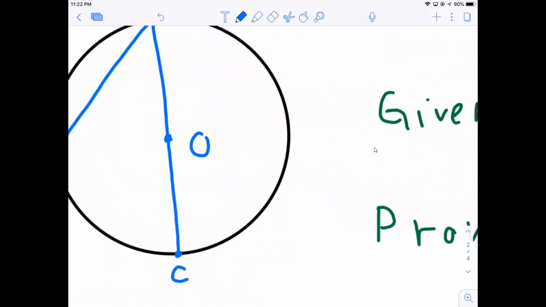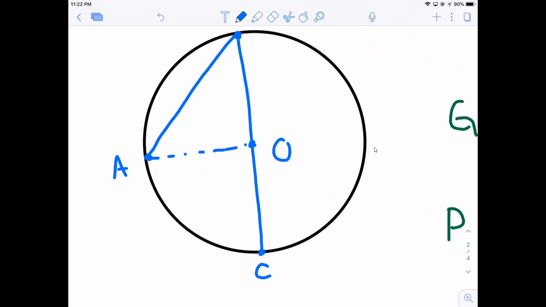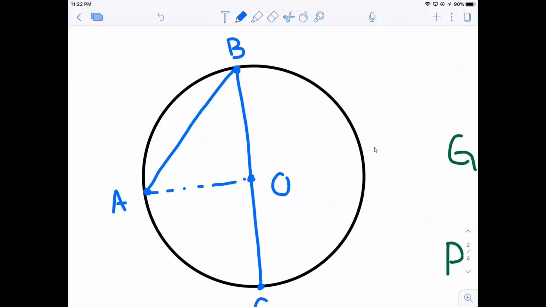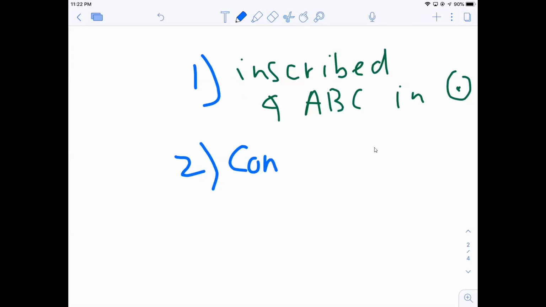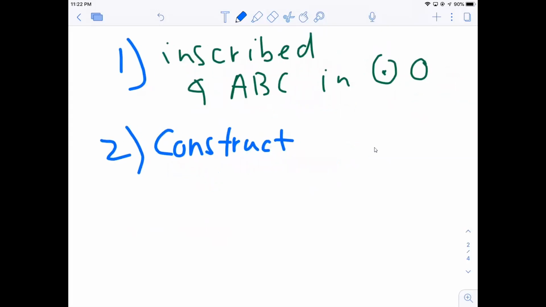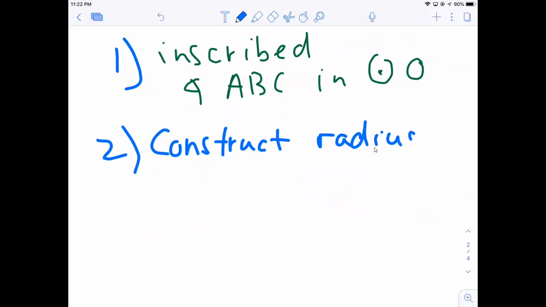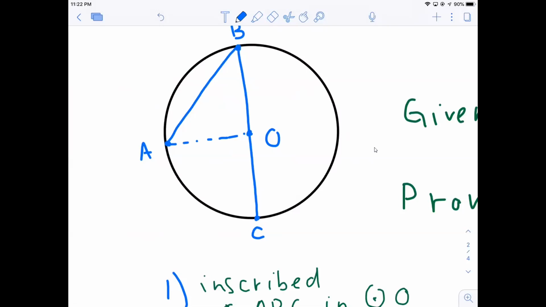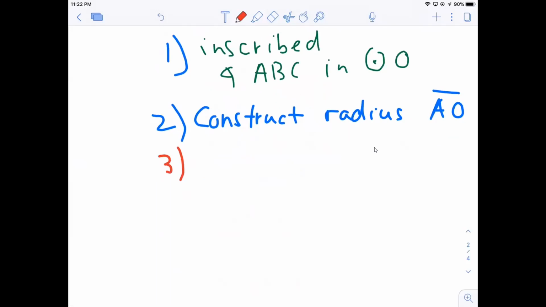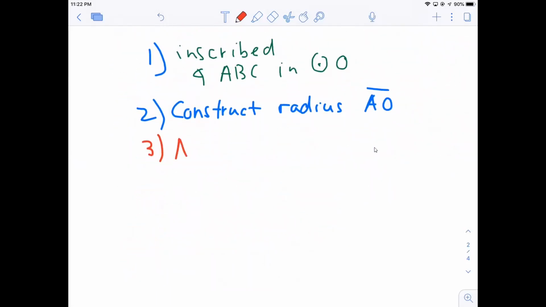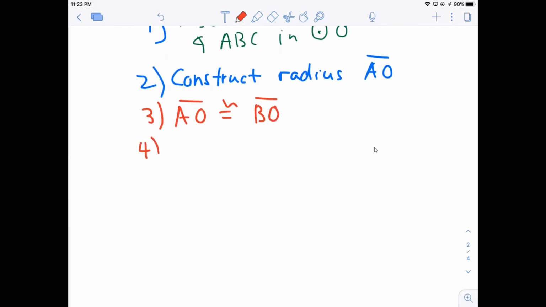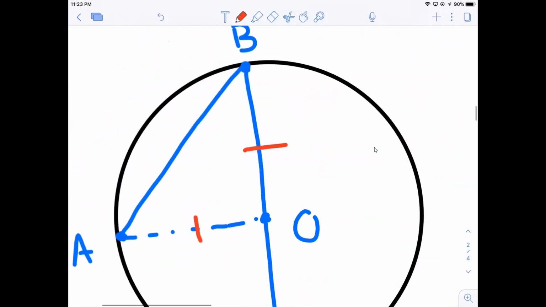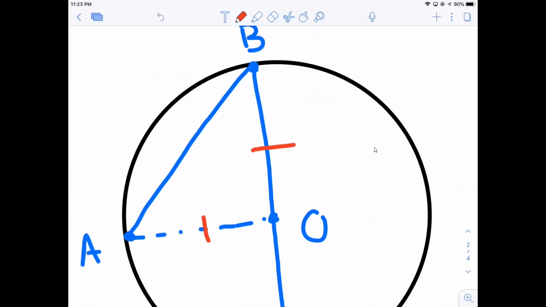Well, like we said, as always, we're going to construct a radius for a lot of these proofs. So let's construct radius AO. And we should all know the reason is because between any 2 points, only one line segment can be drawn. Next, we know those 2 radii are congruent. AO and BO. AO is congruent to BO because all radii in the same circle are congruent.